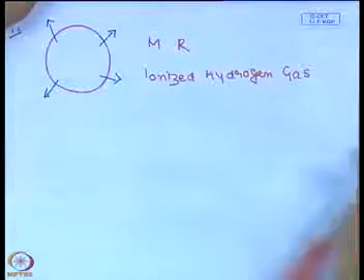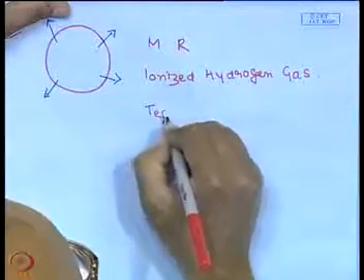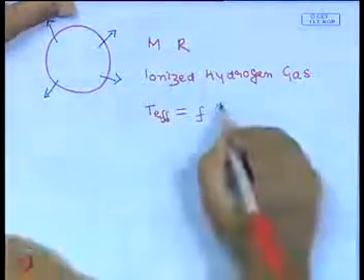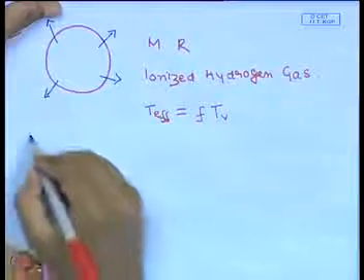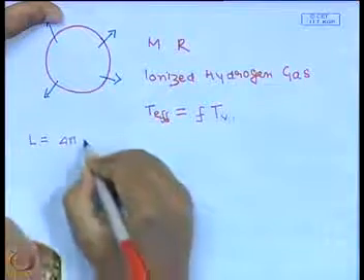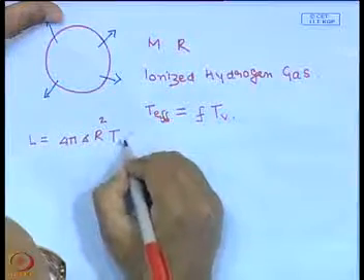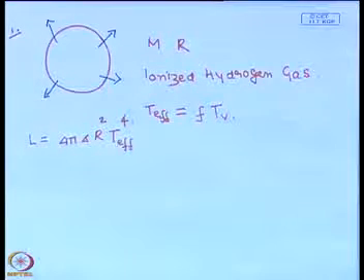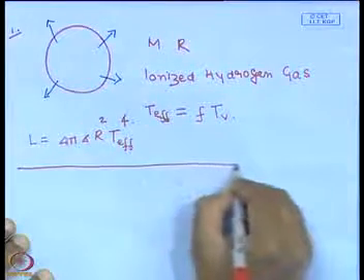And the temperature at a temperature T effective, which is a fraction f of the virial temperature. So, the luminosity of this object is 4 pi sigma r square T effective to the power 4. So, the first part of this problem, this is the information given.